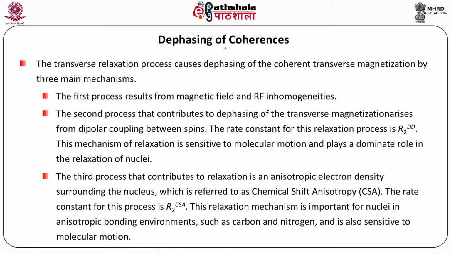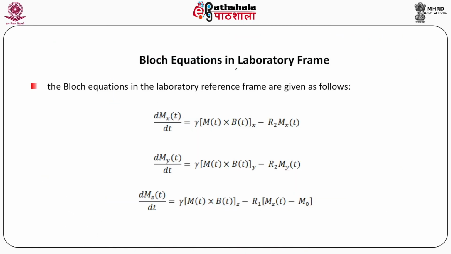The third process that contributes to relaxation is an anisotropic electron density surrounding the nucleus, which is referred to as chemical shift anisotropy. We will learn about chemical shift in a later module. The rate constant for this process is R2 CSA. This relaxation mechanism is important for nuclei in anisotropic bonding environments such as carbon and nitrogen, and is also sensitive to molecular motion. Bloch equations in the laboratory frame.